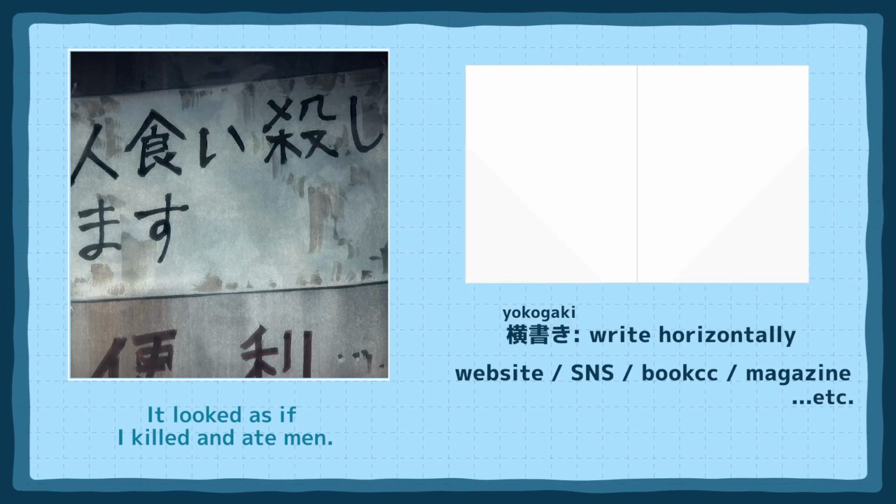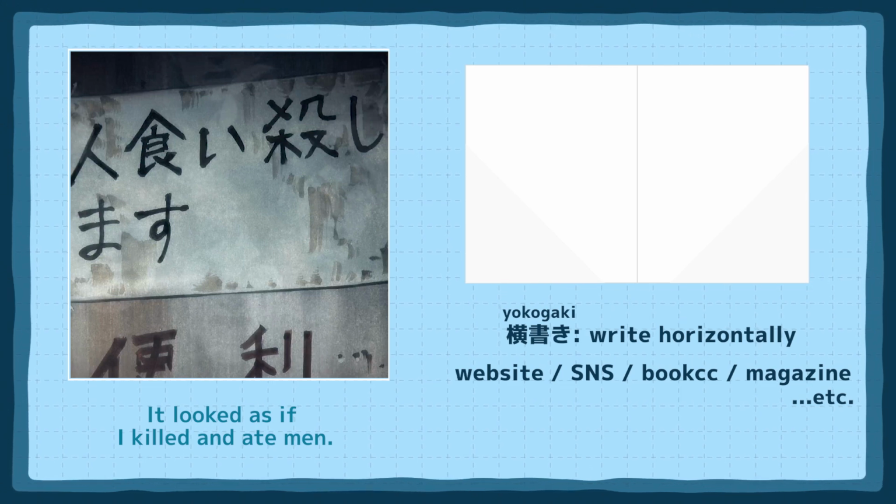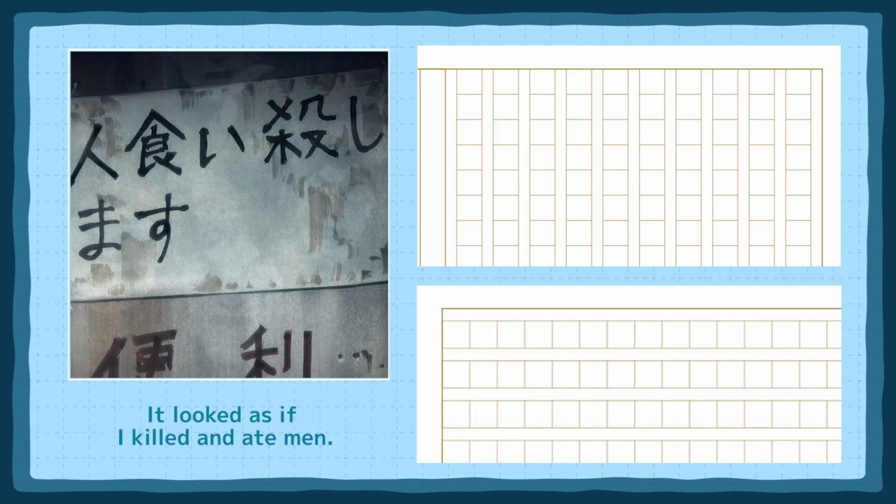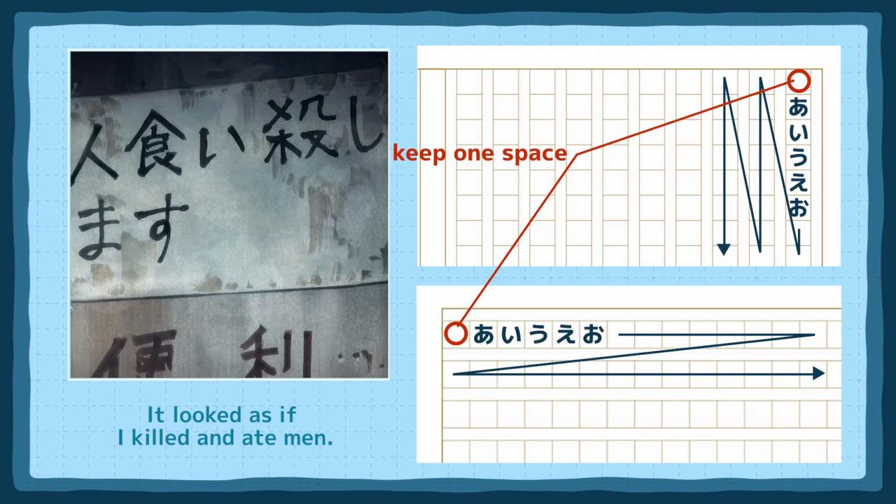Of course, on websites and SNS, we follow the universal standards. Some books or magazines use this style too. Even textbooks, except Japanese literature class, use the Western style. Either horizontal or vertical, when you start writing in a formal way, you leave one character space at the top. And until changing the paragraph or inserting someone's speaking line, just keep writing without a space.